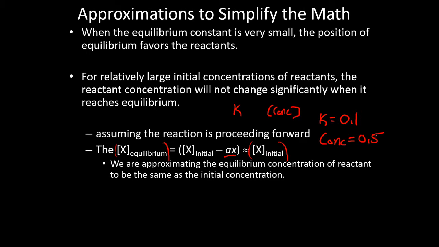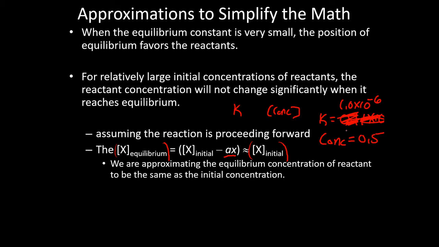But if, on the other hand, K was not 0.1, but instead maybe 1 times 10 to the negative 6, well then, heck yeah, I'm going to make this assumption, because that is so tiny of a K. Very, very little of these initial reactant molecules are going to react. Some of them will, sure, but I would probably have to have 4 or 5 sig figs worth of precision to see a difference. It's still going to be 0.5 molar at equilibrium, essentially.